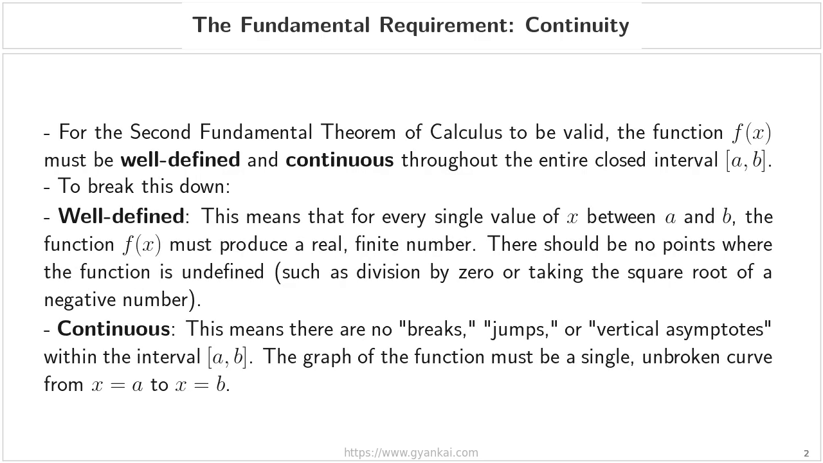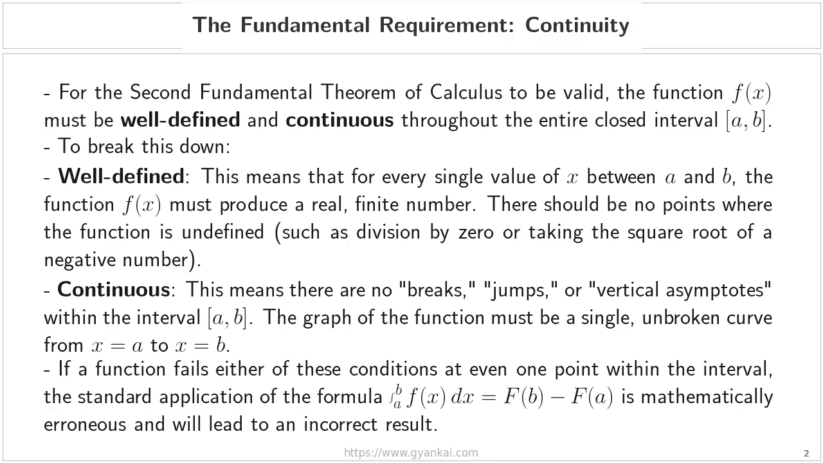Next, let's look at continuity. A continuous function, in simple terms, is one you can draw without lifting your pen from the paper. There are no sudden breaks, jumps, or gaps in the graph. A more formal way to put it is that there are no vertical asymptotes within the interval from x equals a to x equals b. A vertical asymptote is where the function shoots off towards infinity, creating an infinite discontinuity. So, imagine a smooth, unbroken curve from x equals a all the way to x equals b. That's what we need for continuity.